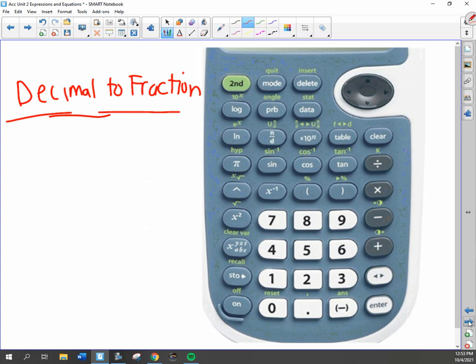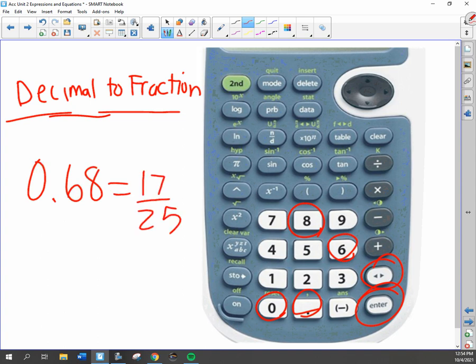So decimal, 0.68. Put that in your calculator, 0.68. Push the 2 arrows and enter. And I need to do that on my calculator because I don't know that off the top of my head. 17/25. And capiche. That's it. You're done.